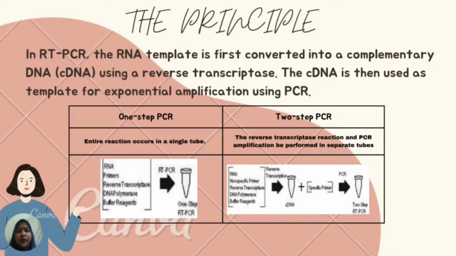The principle of the technique is in RT-PCR, the RNA template is first converted into a complementary DNA, cDNA, using a reverse transcriptase. The cDNA is then used as template for exponential amplification using PCR. There are two types of PCR. The first one is one-step PCR and the next is two-step PCR.